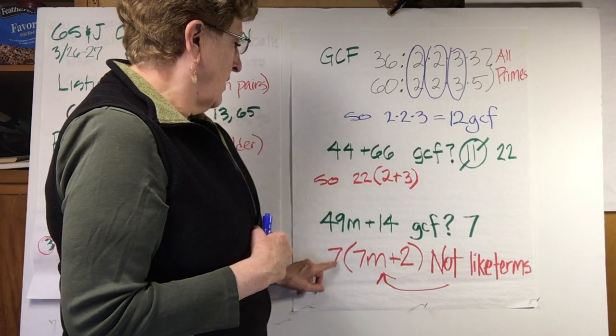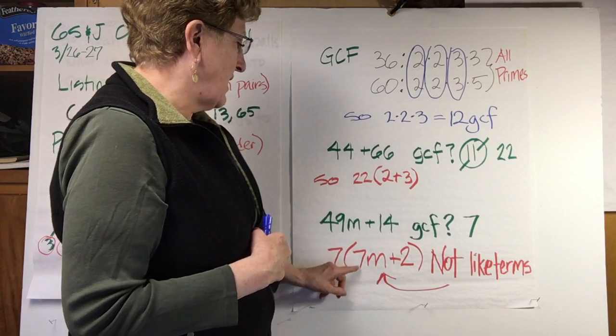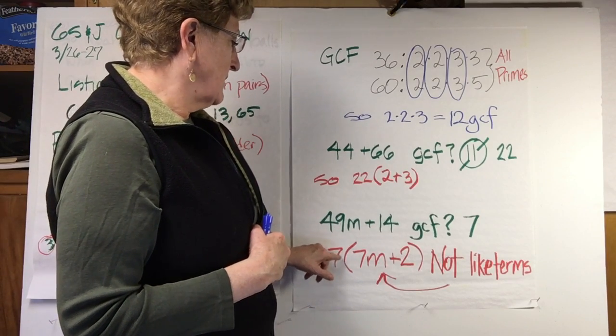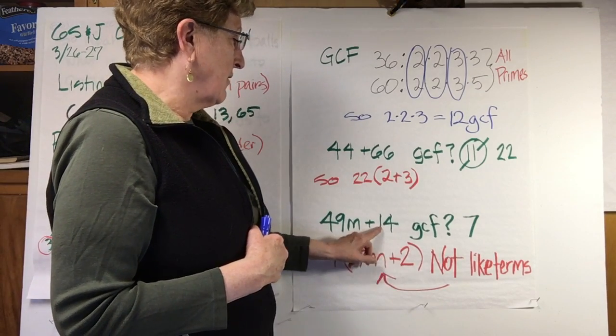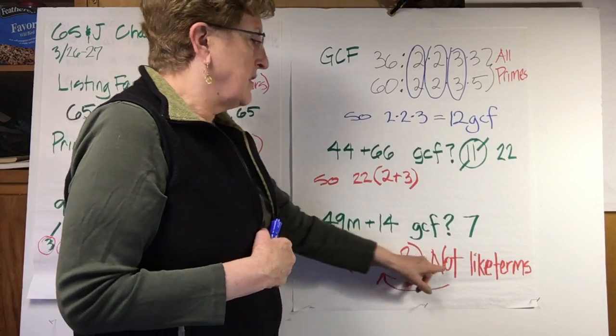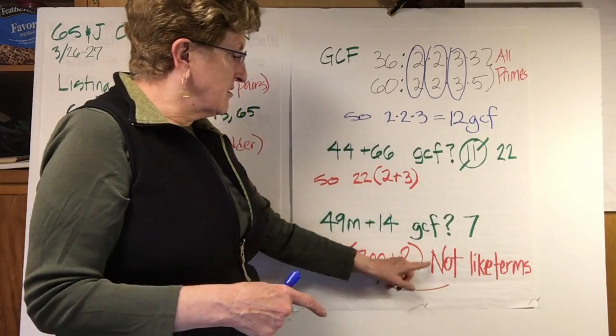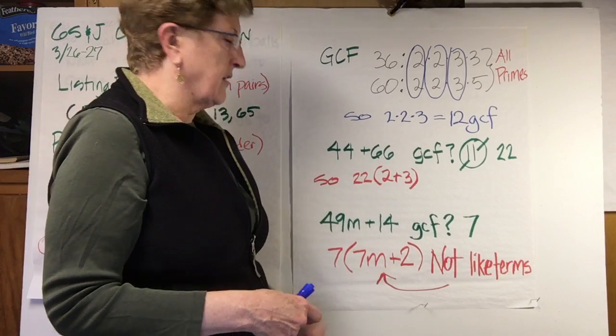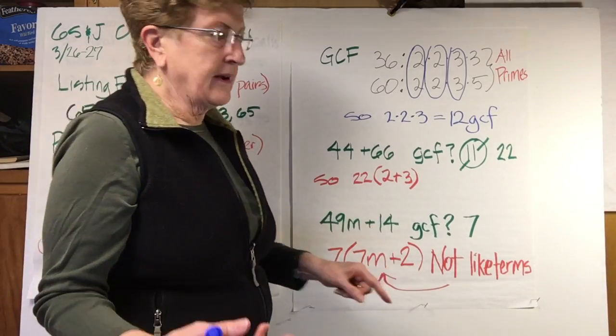And we'd have 7, open parentheses, times 7m gives me the 49m. And then we've got 7 times 2 gives me the 14. These are not like terms, so this is as far as you can go. You cannot add those two together. And now I am actually finished.